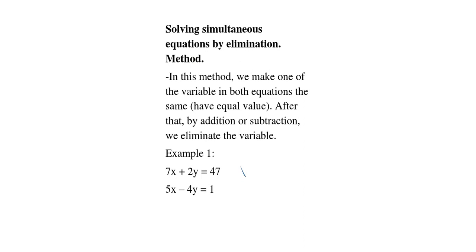In the elimination method, we make one of the variables in both equations the same. That is to say, we make them have equal value. After that, by either addition or subtraction, we eliminate the variable that we have made to have the same values. So we are going to look at examples.